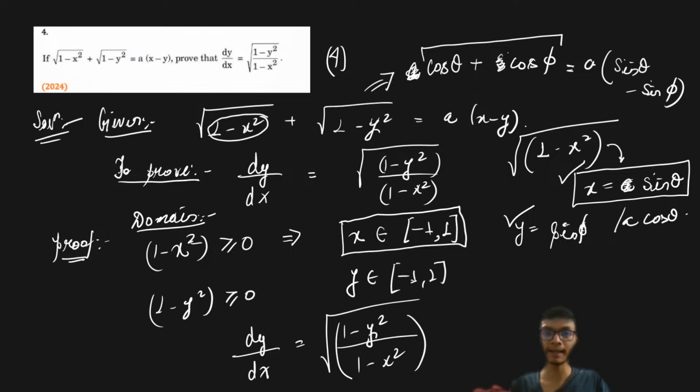So how did I get the idea to use a trigonometric substitution instead of using the normal substitution? It is basically from this particular idea, right? Is this part clear to all of you? Please let me know if this part is clear or not.